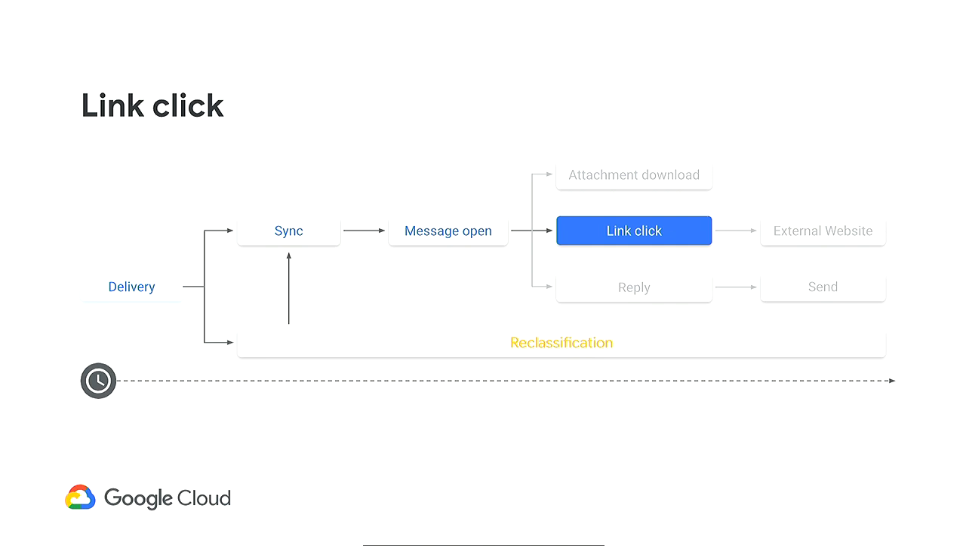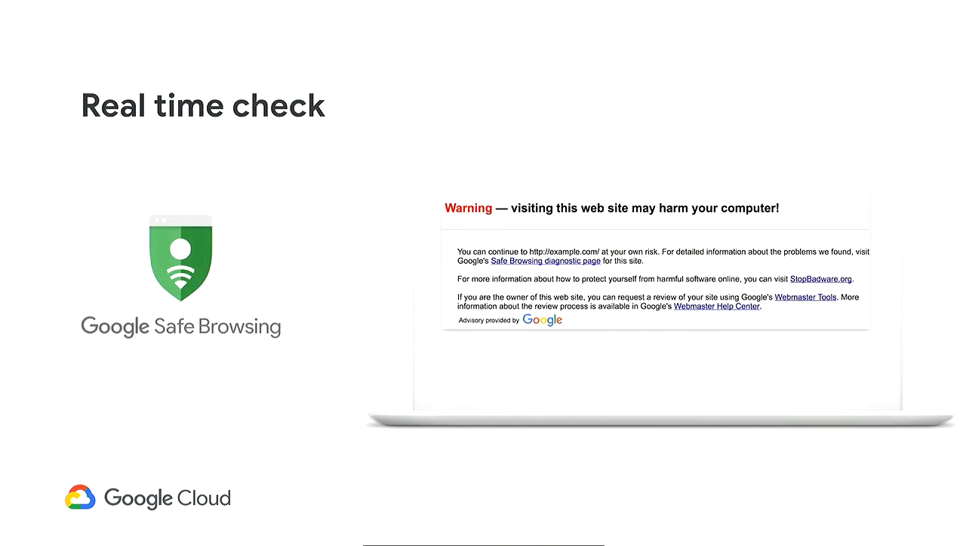After the message is opened, the next element in the phishing flow is link clicking. That's when the attacker redirects the user to a phishing website to steal credentials, for instance. Here we provide a real-time check, which means that we do an additional check of phishing links when you click on the link. It goes technically to a redirector in Gmail that will analyze, again, the latest Safe Browsing definitions for phishing as well as malware sites. The point here is to be as up to date as possible.